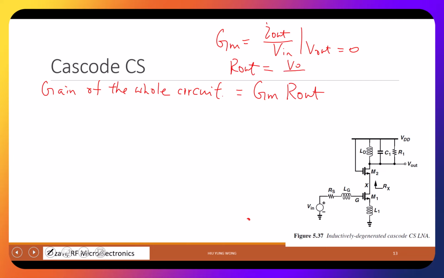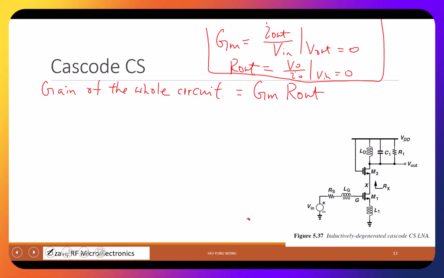V out divided by I out with V in equals 0. He knows this because he's the TA of 124, but also he learned it before, right? He's an expert in this area. If you don't know, not a problem, but at least you should know that it has a definition. Look at the cheat sheet or Wikipedia, whatever. So that's why I say the whole circuit is just GM times R out.